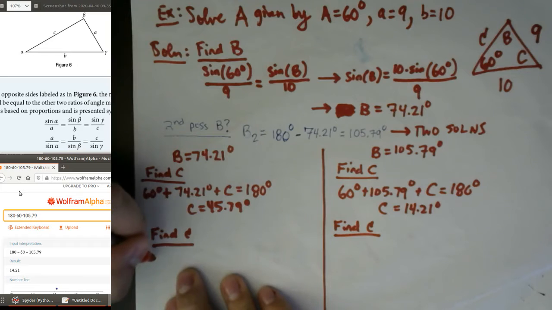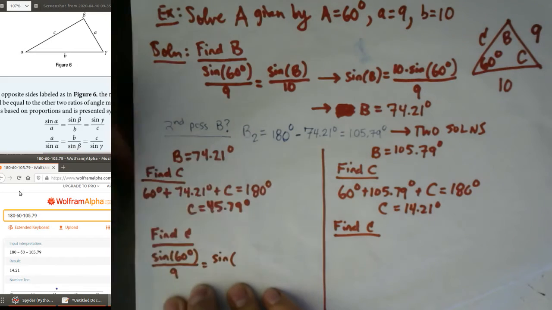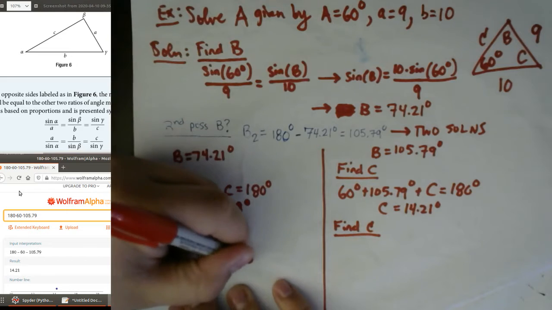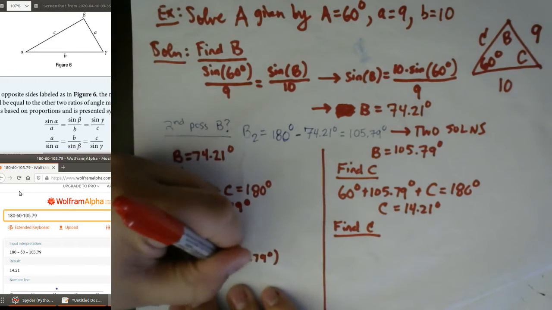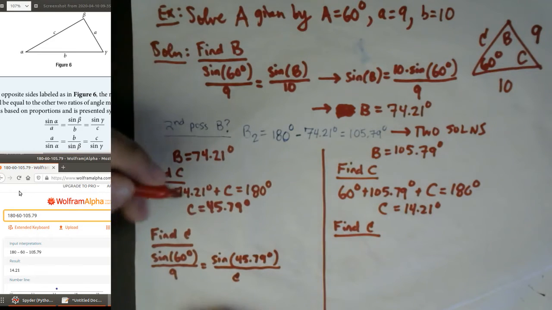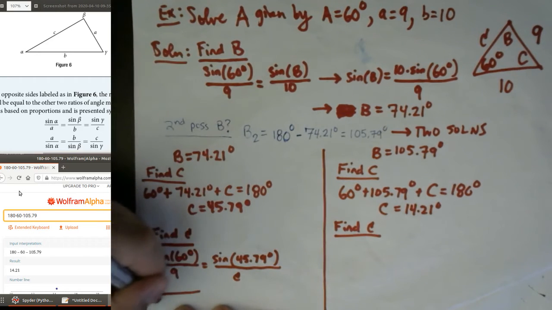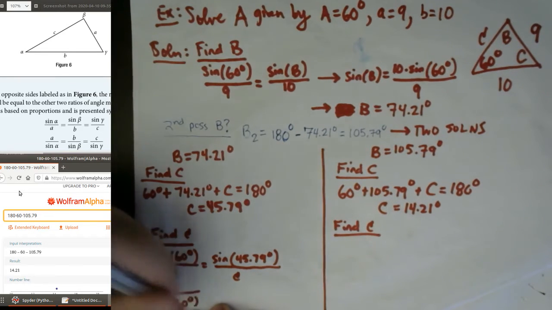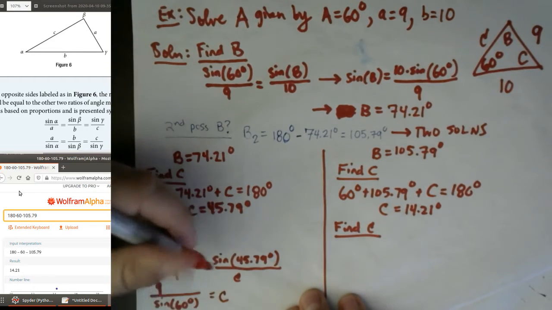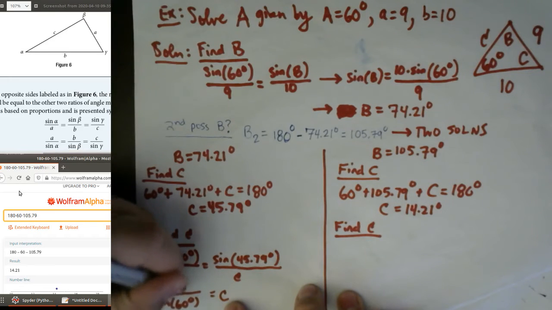So by law of sines, again, we have sine of 60 degrees over 9 is sine of big C, which is 45.79 degrees, over little c. And just like before, I flip and multiply. I'll take the reciprocal of both sides, so I'll get 9 over sine 60 degrees is equal to c over this sine, which I'm going to multiply to the other side. So sine of 45.79 degrees.